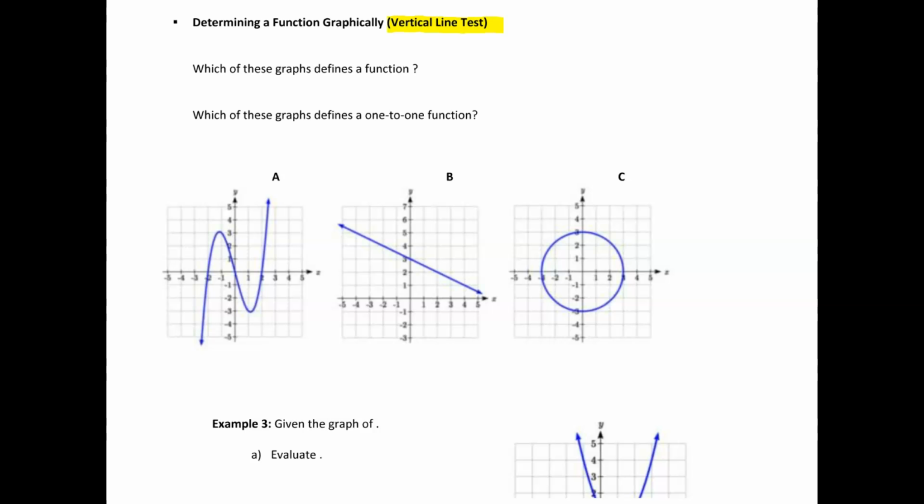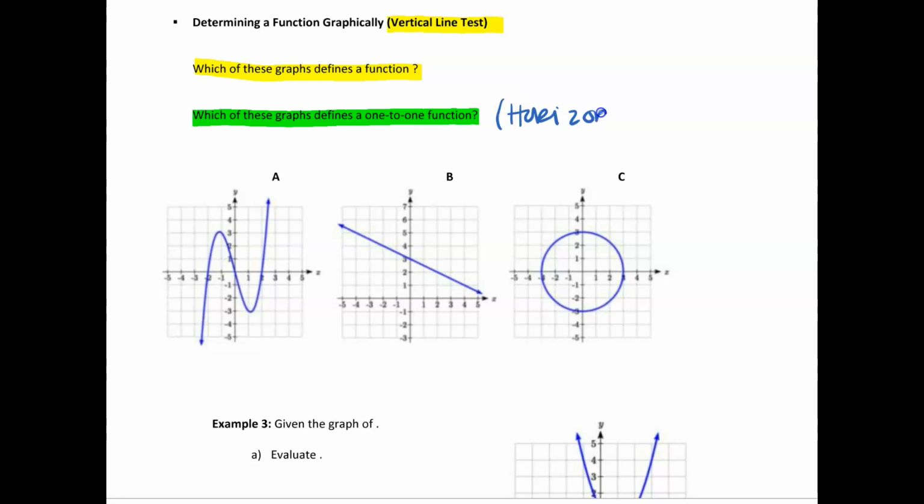And then after we do that, we're going to look at them and say, which of these graphs defines a one-to-one function? What you're going to do is first check the vertical line test for a function, and then for your one-to-one function, you're going to be checking the horizontal line test. I didn't really write out a definition for either of these because I think a visual is going to help you the most with this.